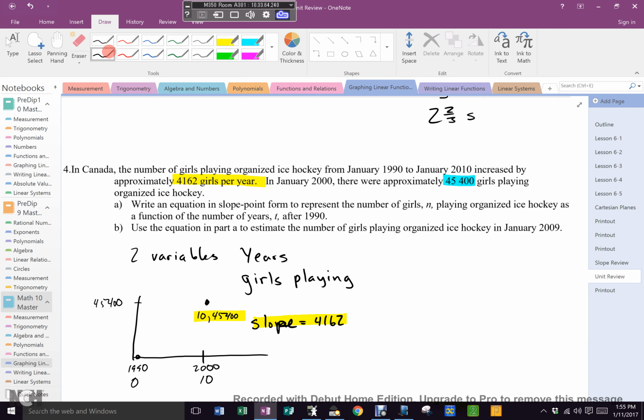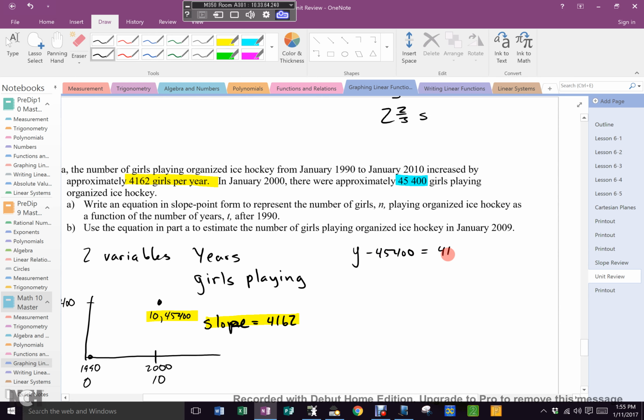So I use point slope form. Y minus 45,400, because that's the y value I have, equals my slope, 4,162, x minus my x value, which is 10. There's my equation. That's A. In B, I fill in what I know. I want to know about 2009. So that is x equals 19, because it's 19 years after the time started.